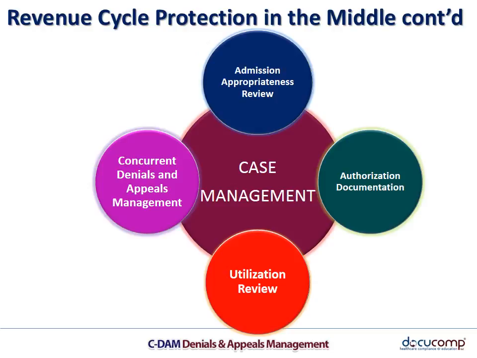One of the largest, most important functions in the middle of the revenue cycle could easily be identified as case management, making sure that all patient admissions are appropriate and the documentation necessary to support authorizations and combat concurrent denials and appeals is available. This is necessary for an effective revenue cycle process. Making sure that all the pieces and parts in terms of medical documentation are available is imperative to effective case management as well as utilization review.